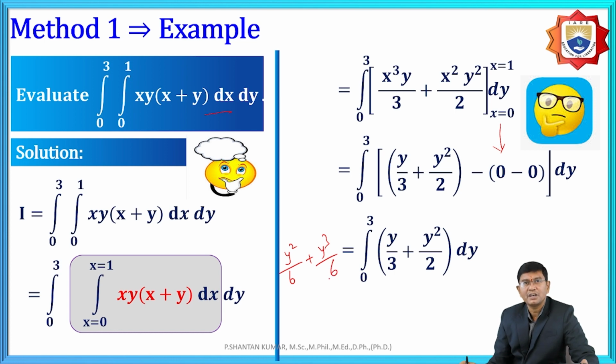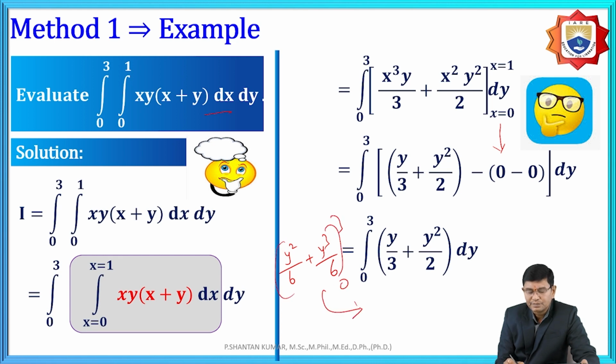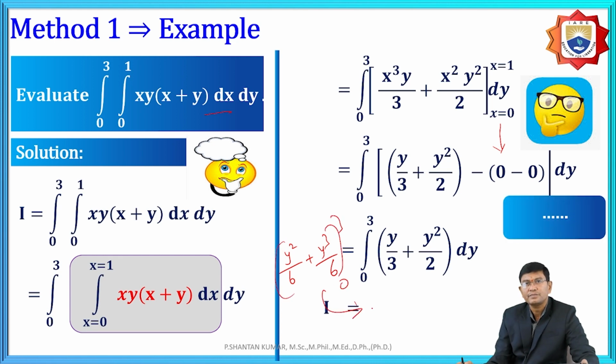Based upon this one, it is a 1 by 6, take out common, y square plus y cube. By replacement of the upper and lower limits, clearly we obtain that 6 is the final solution.